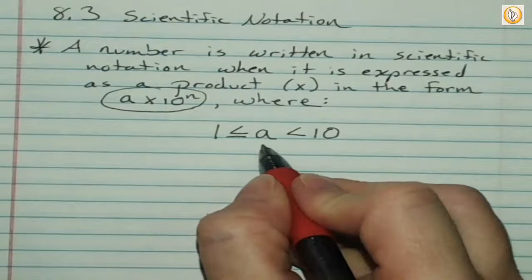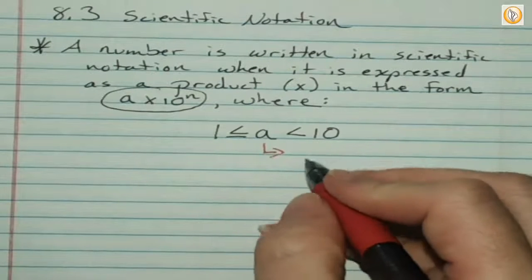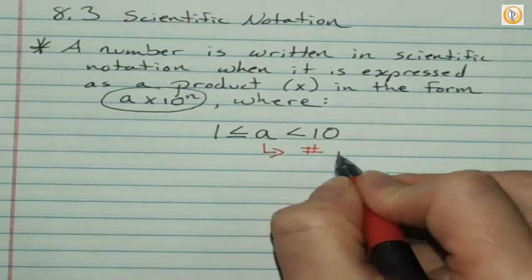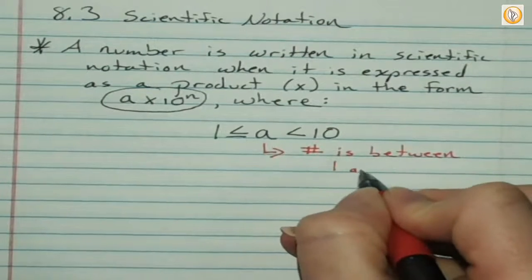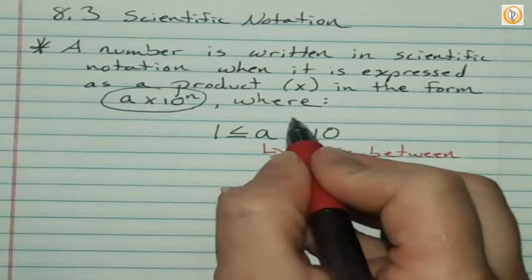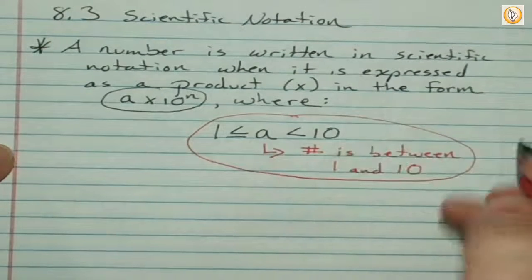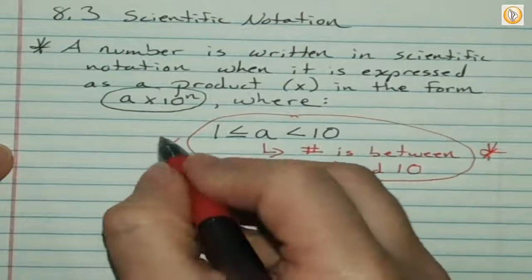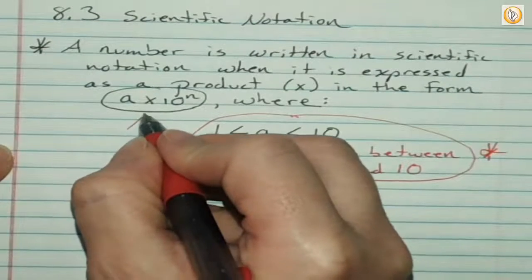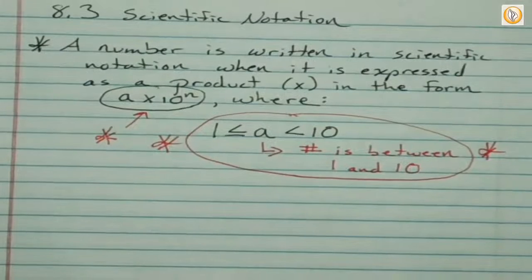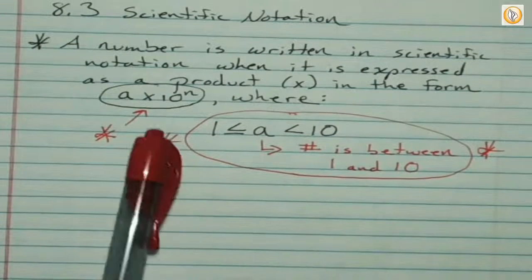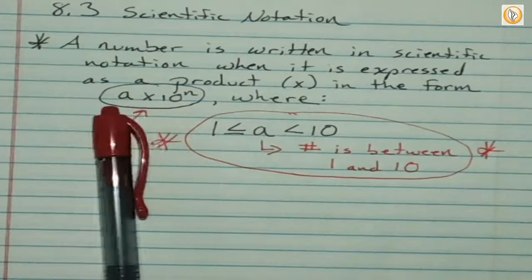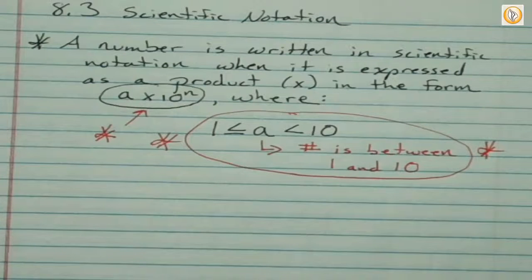In other words, A is the number between 1 and 10. And I'm going to explain that to y'all. But this is huge. I'm circling it and putting a star. But this is huge too. And I'm not going to leave it out. I put an arrow and a star. These things are important. This right here is how scientific notation is written. And I'm going to show y'all that.